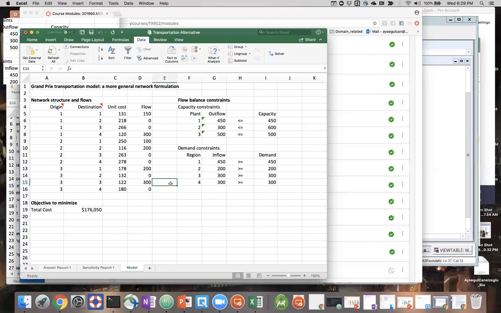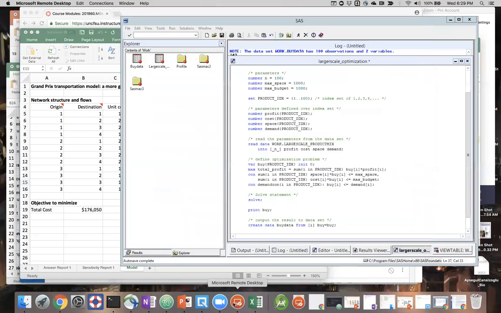Any questions? Okay. So this is how you solve it in Excel, right? And then we will do the same thing in SAS. And SAS is going to be a little different, but let's see how it goes. Okay, so I'm going to just close this one.